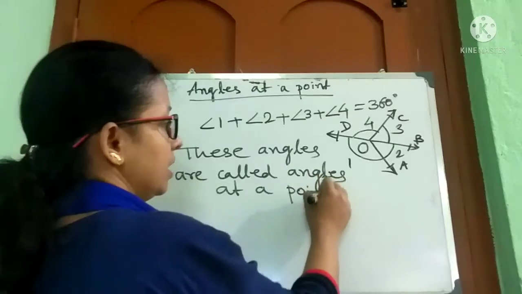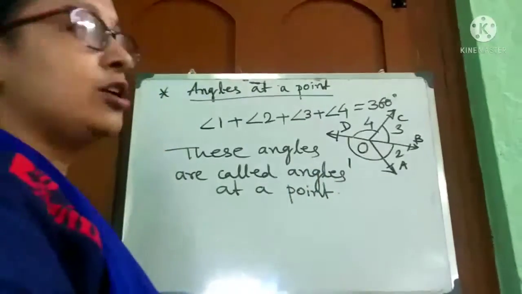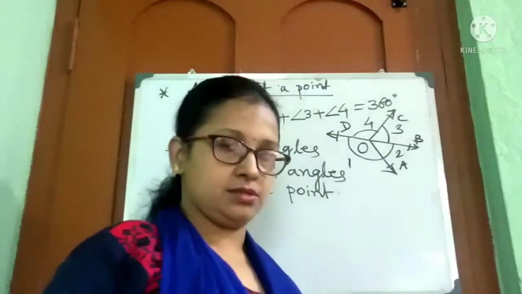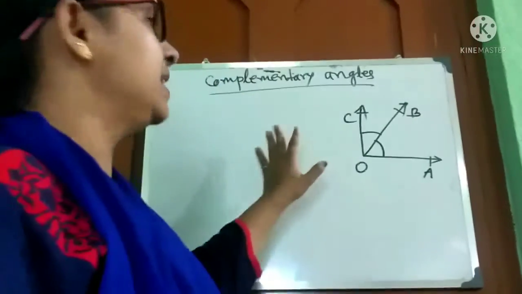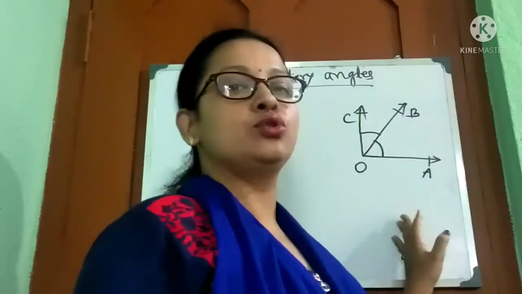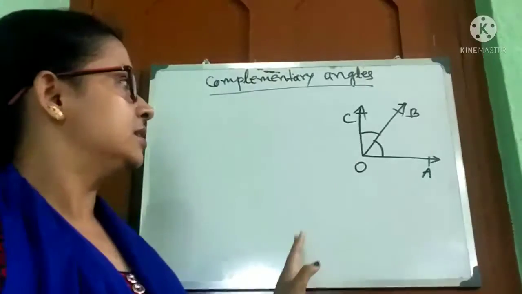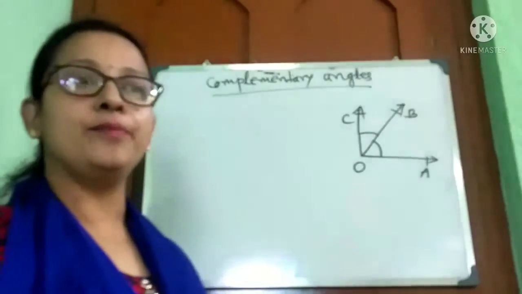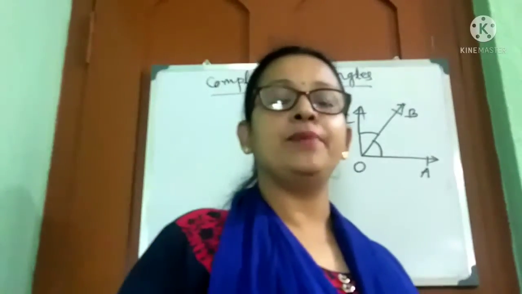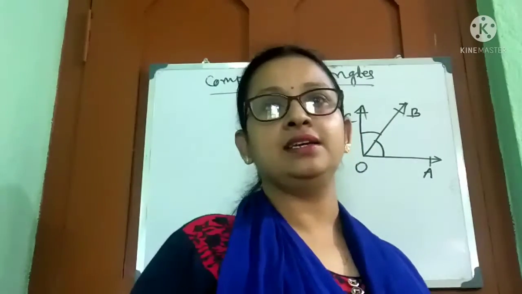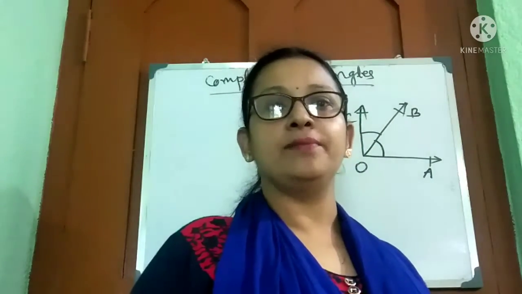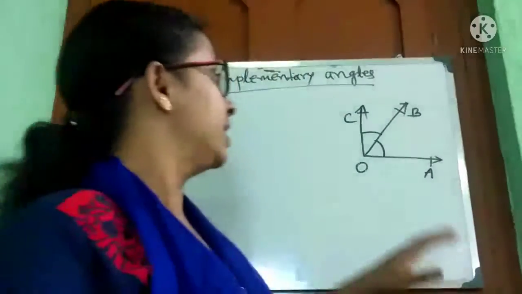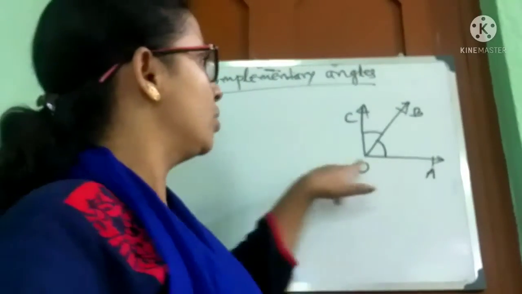Okay, I think you have understood the meaning of angles at a point. Next point: complementary angles. When will two angles be complementary to each other? If the sum of any two angles is 90 degrees, then the two angles are called complementary angles.